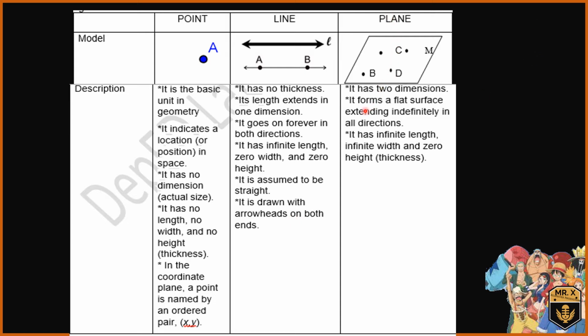A plane has two dimensions. It forms a flat surface extending indefinitely in all directions. It has infinite length, infinite width, and zero height or thickness. It has no thickness. Its length is infinite. The plane can be extended. It doesn't mean it is like a box. Same as the line, it can still be extended, and the same with its width, it can be extended to infinity.